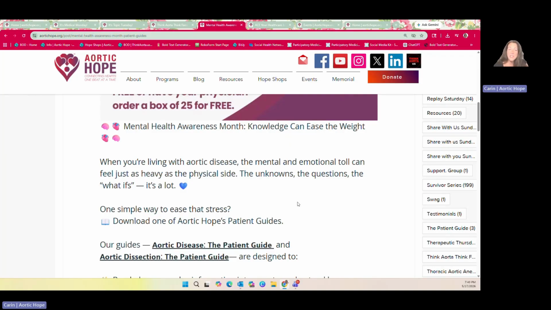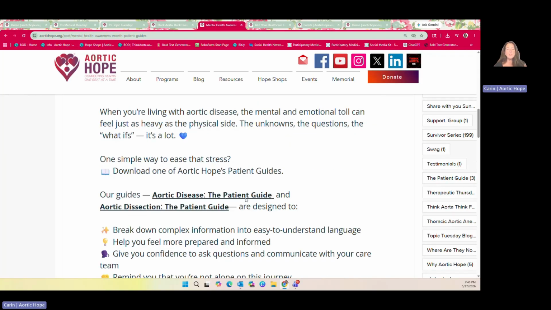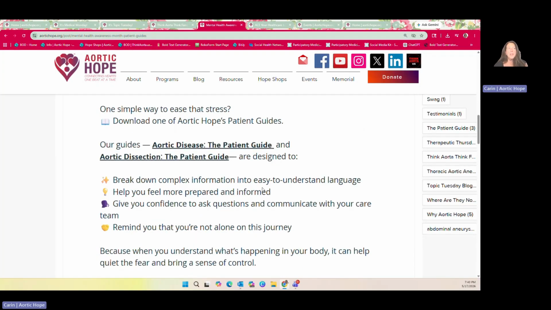So, one way to ease the emotional toll is to download one of these guides. There's links here, there's links everywhere. Resources, Hope Shop, front page of our website. These books are meant to help you break down the complex information in an easy to understand format and language and really help you feel more prepared and informed.